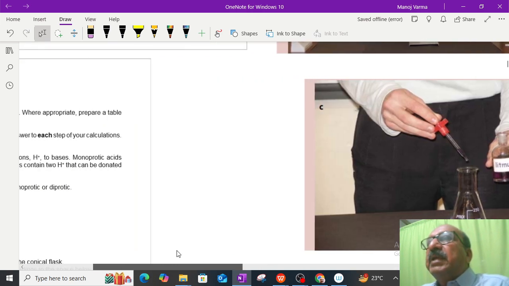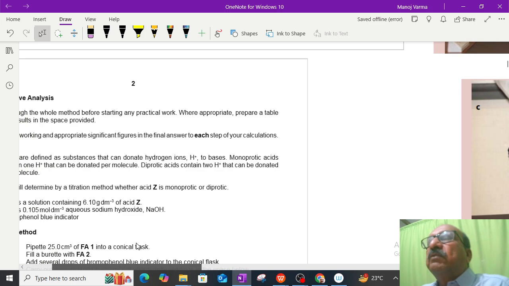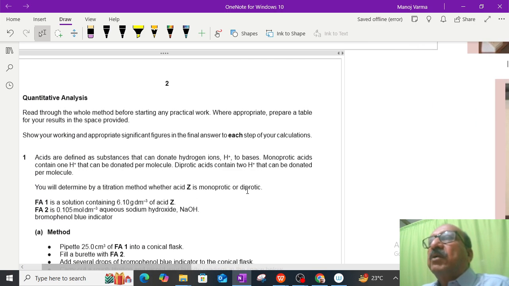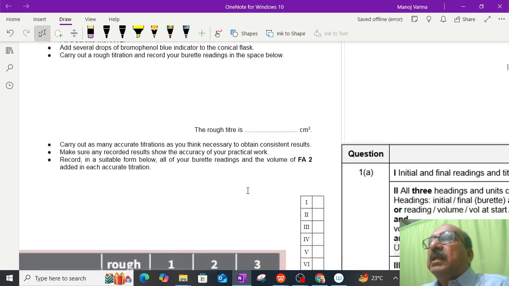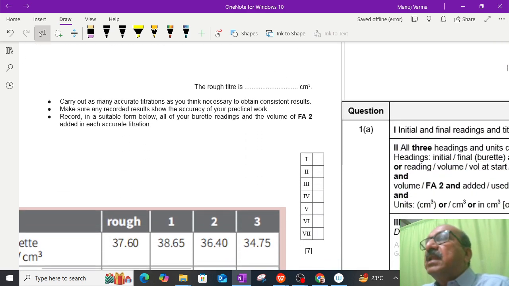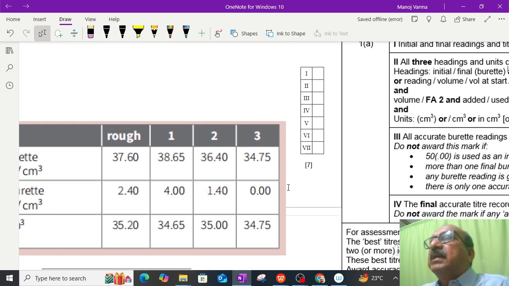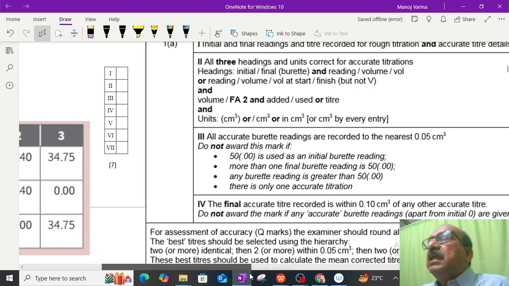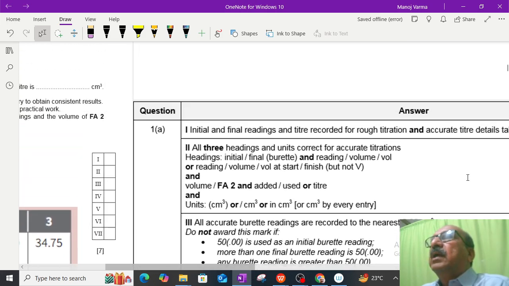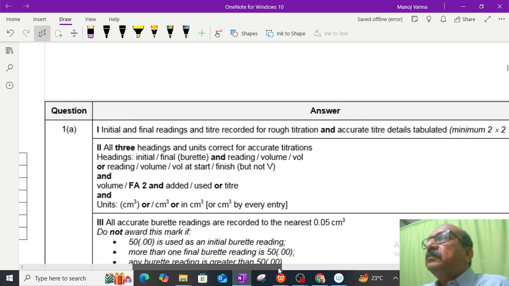But basically I'm going to tell you how you have to present the data. This part carries 7 marks, which is quite a lot of marks. And how are the 7 marks given? This is the mark scheme provided by the board, and see how the marks are given. That's what I'm going to explain to you.